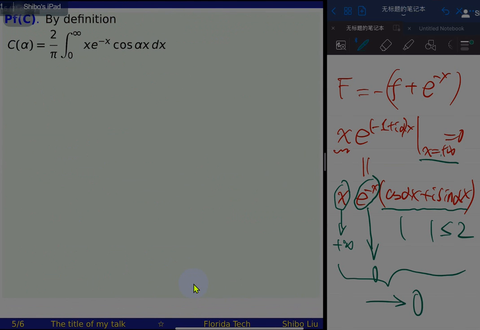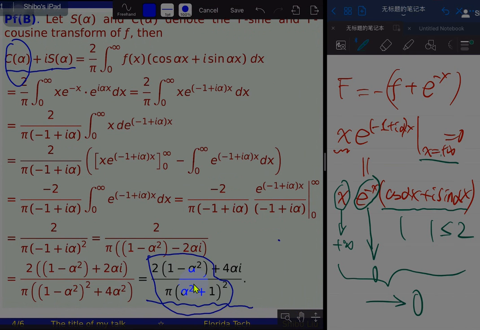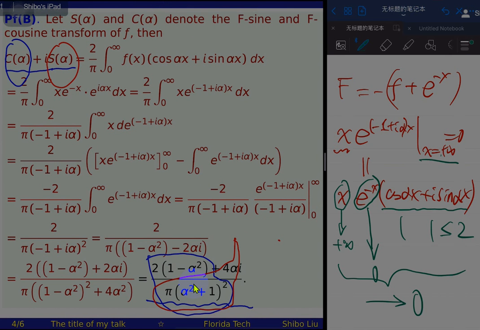Fourier sine equals this. That is the result. So this is a very beautiful method to solve this problem. That is our second method, using the complex exponential. That is an example in our textbook.